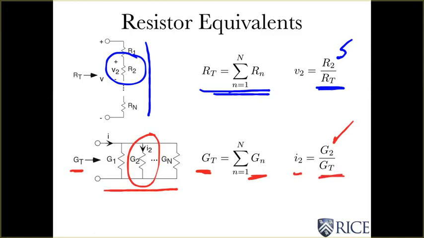So it turns out writing the current divider rule, which is what this is over here, in terms of conductances makes it look a lot like the voltage divider up here. When you write it in terms of resistances, the expressions get complicated. It's a whole lot easier to write it in terms of the conductances in this case. By the way, there's a minor error on this slide.